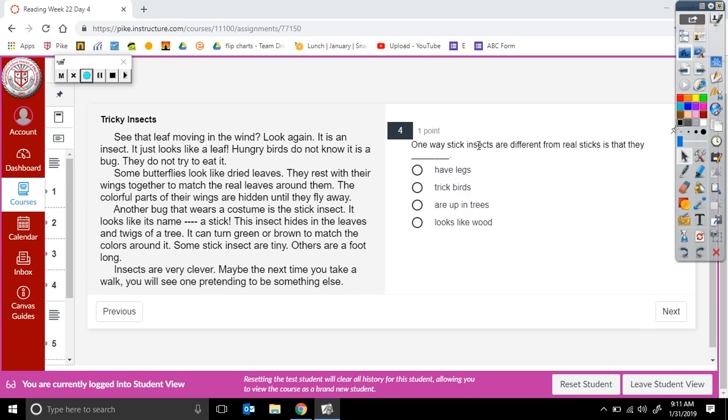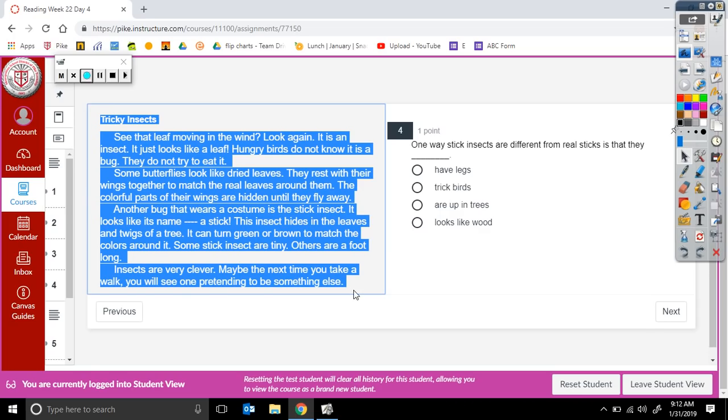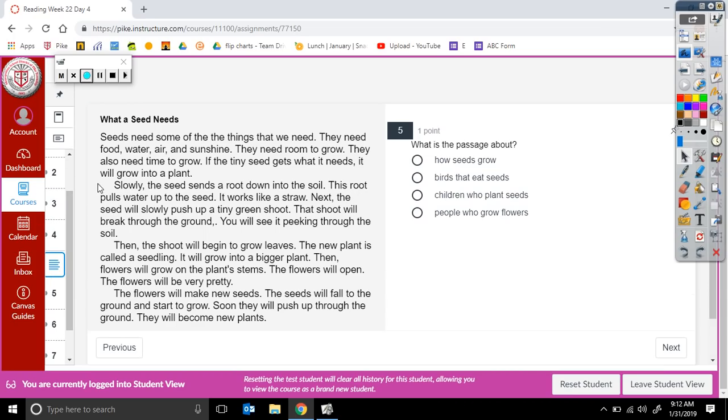Or you could look for those words stick insects. I'm looking over here. Stick insect. It's probably going to be somewhere in this paragraph. What makes them different? All right, so I then read the whole story, Tricky Insects, and answer questions 1, 2, 3, and 4. All right, I'm going to go to my new story.